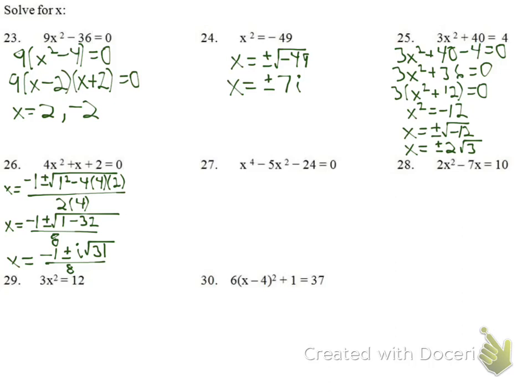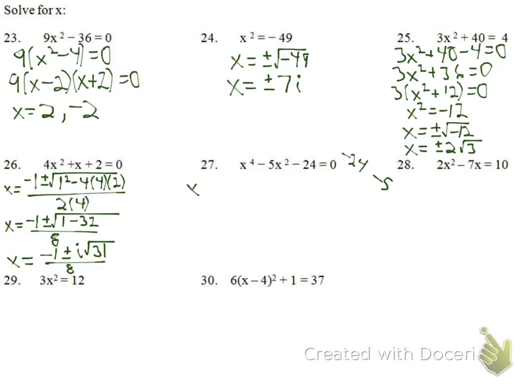Okay, now we go to 27. We're looking for factors that multiply to negative 24 that add to negative 5. Negative 24, I have 8 times 3, so I could maybe go negative 8, positive 3. And we're just going to treat that x to the fourth, x squared, kind of as a regular quadratic and see where that takes us.